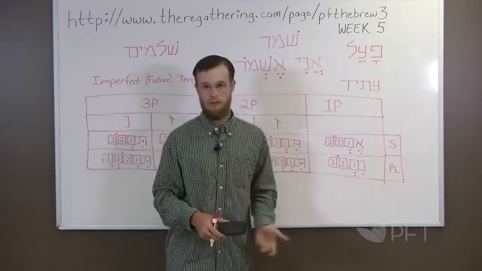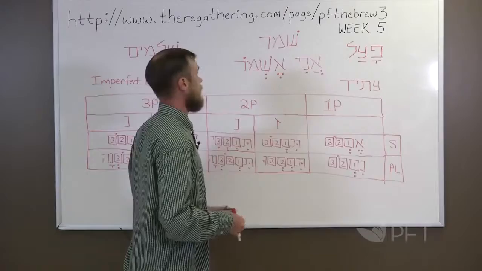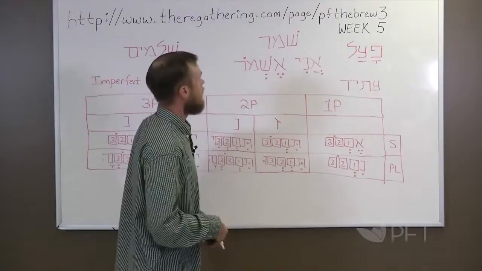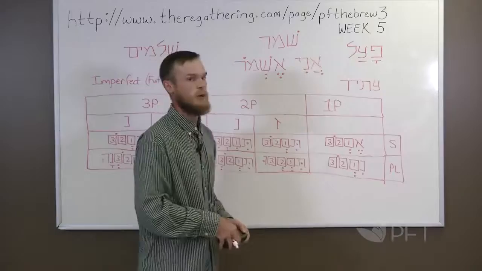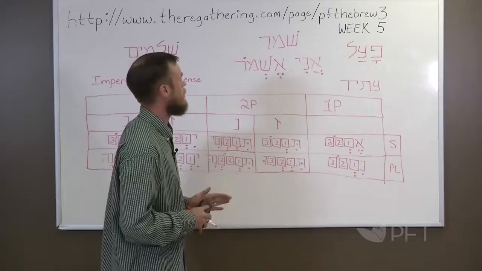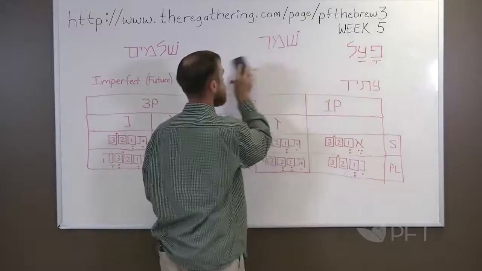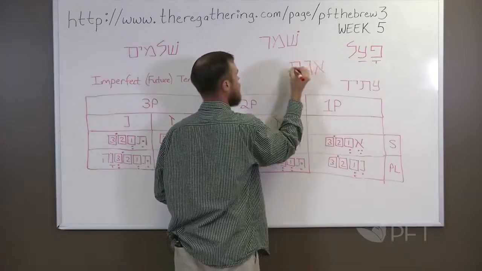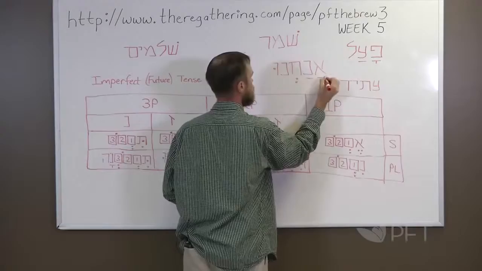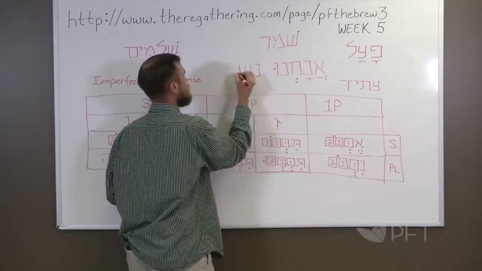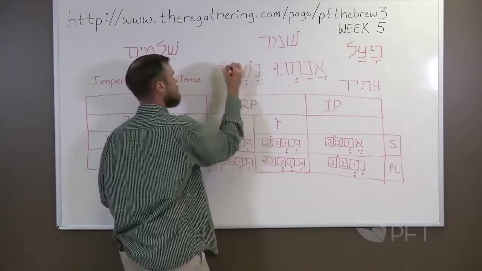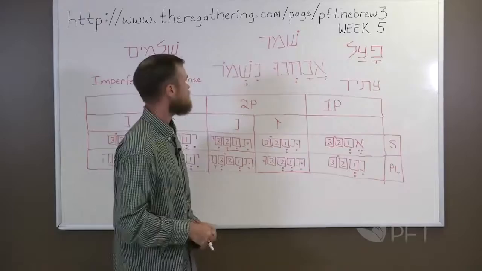Or, Ani eshmor et ha-bayit. I will guard the house. Again, shamar, to guard or to keep. A little different spin on things than just to obey. But that is a theological topic. So, Ani eshmor. Anachnu, that's we. We will keep would be anachnu nishmor. Again, just plugging in the root letters to the paradigm. Anachnu nishmor.